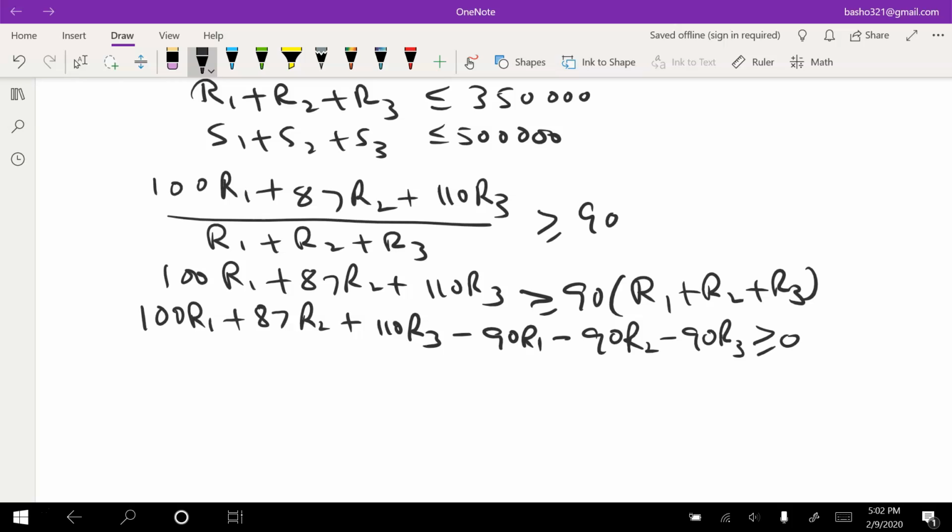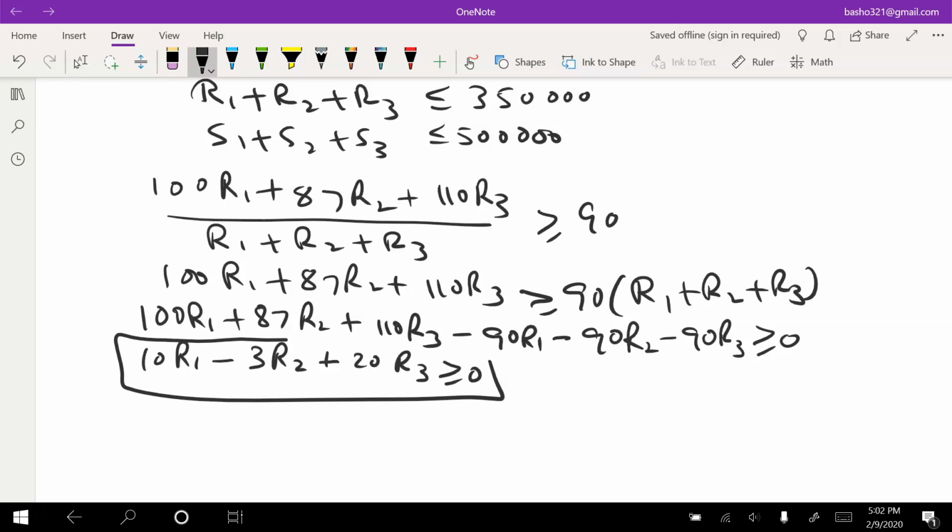That further simplifies as 10 R1 minus 3 R2 plus 20 R3 greater than or equal to 0. That's our next constraint.